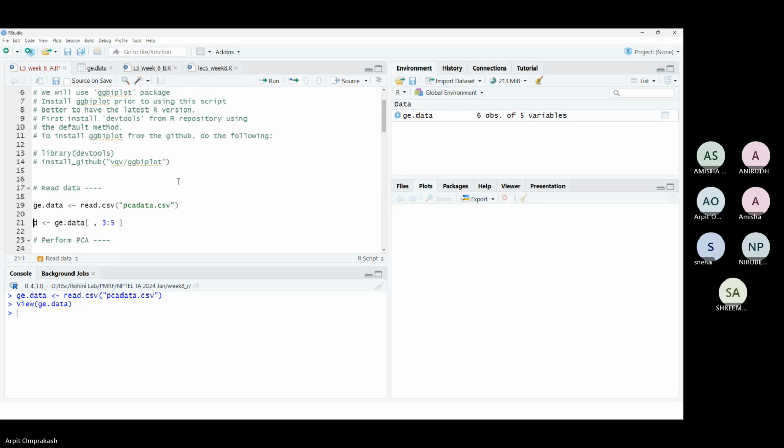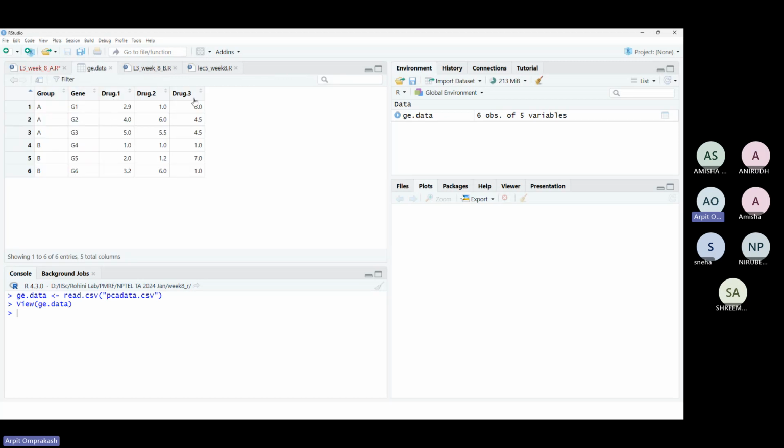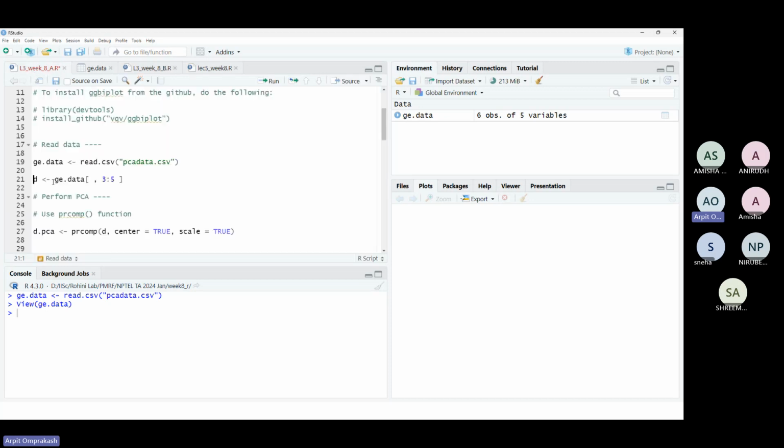First, we need to extract the numeric data. The data is these 3 columns: drug 1, drug 2, drug 3. So we'll write ga.data, and keep the row index empty because we want all the rows of the data. And here we write 3 to 5 because we want just those columns.